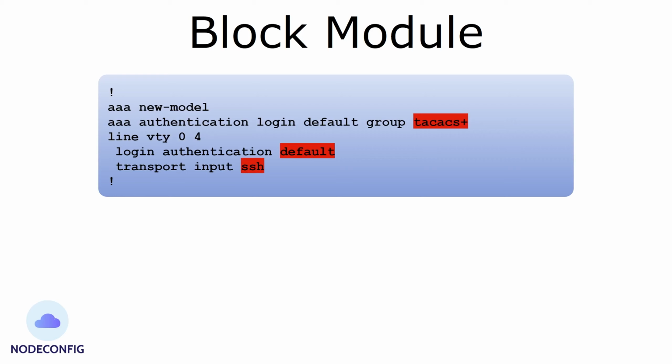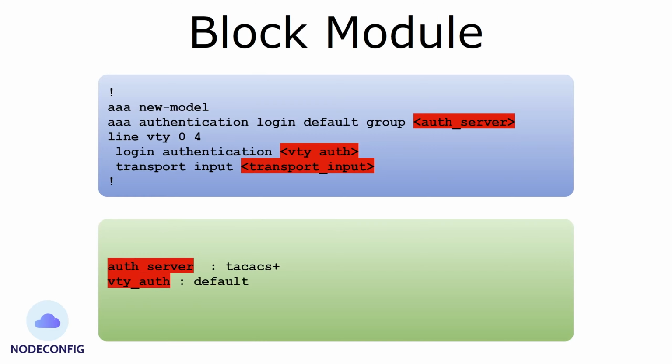The next step is to name the variables. You can choose to name them however you like. We in NodeConfig stick to the underscore naming convention used by most Python engineers. Next, in the green box, we will see the values that will be passed into the variables.